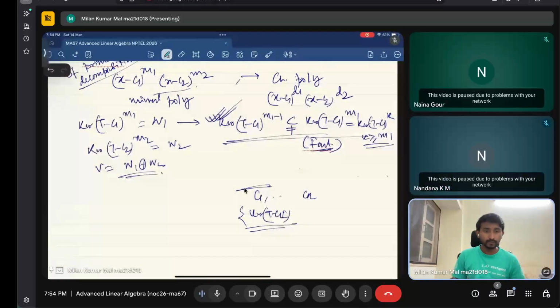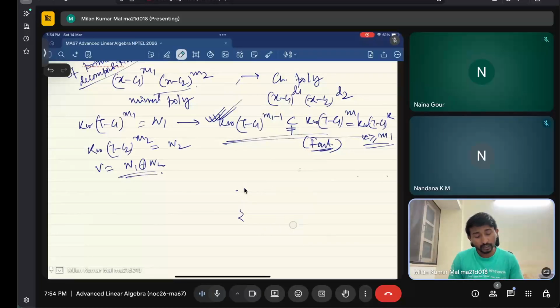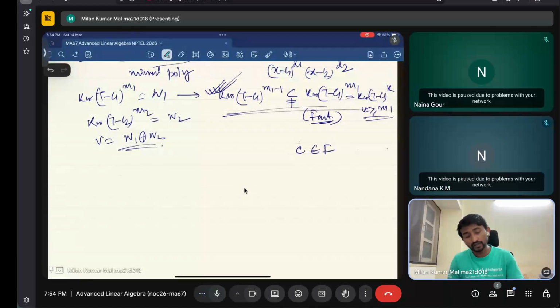But if it is not diagonalizable, then those kernels do not form a basis for the vector space V. To get a linearly independent set or basis, we will be considering higher powers of T minus c1 I. This is true in general, for c any element in the field. Then the kernel of T minus ci is contained in the kernel of T minus ci square.